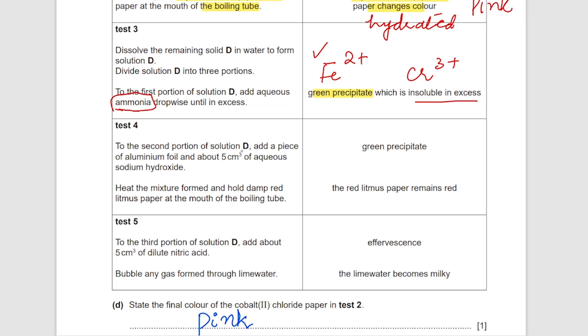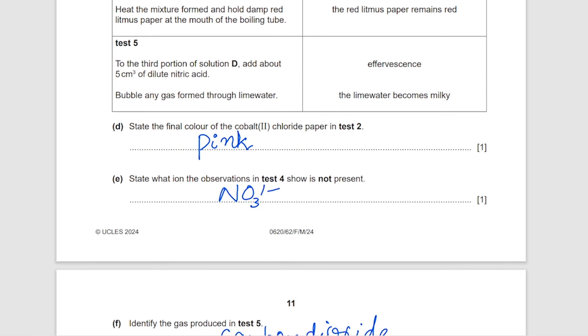To the second portion of solution D, add a piece of aluminum foil and about 5 centimeter cube of aqueous sodium hydroxide. Heat the mixture formed and hold damp red litmus paper at the mouth of the boiling tube. It turns red, litmus paper remains red. So no change. To the third portion of solution D, add about 5 centimeter cube of dilute nitric acid. Bubble any gas formed through lime water. So lime water turned milky, it means carbon dioxide gas is present.